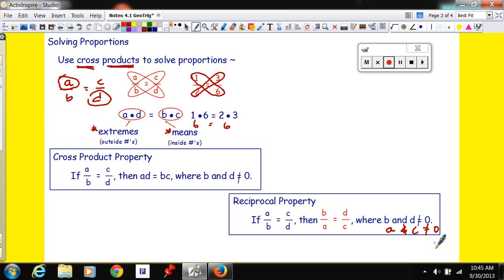Reciprocal property just works when you've got two regular fractions and you're flipping them over. If you flip over one fraction, you have to flip over the other one. So that's called the reciprocal property.